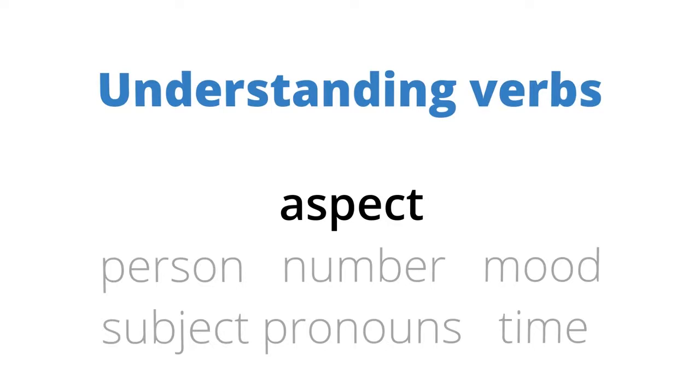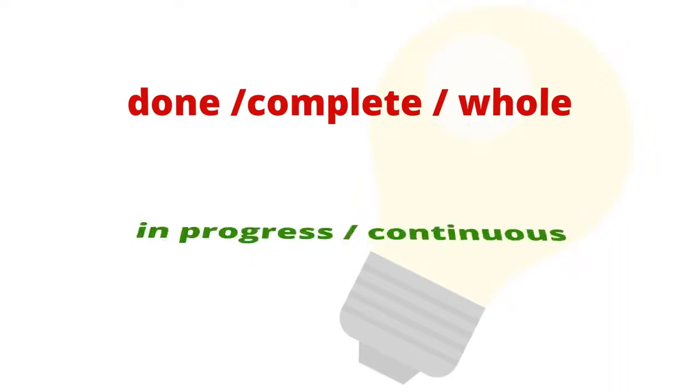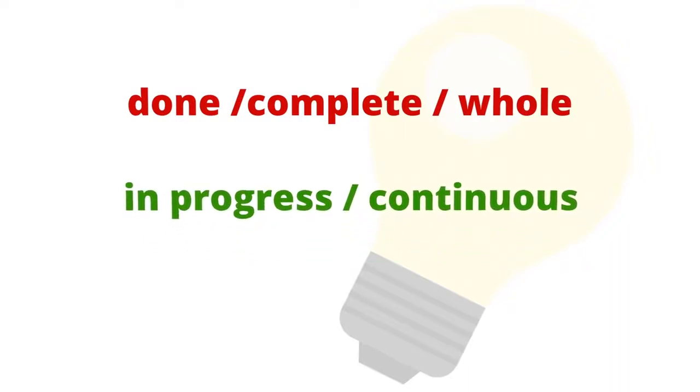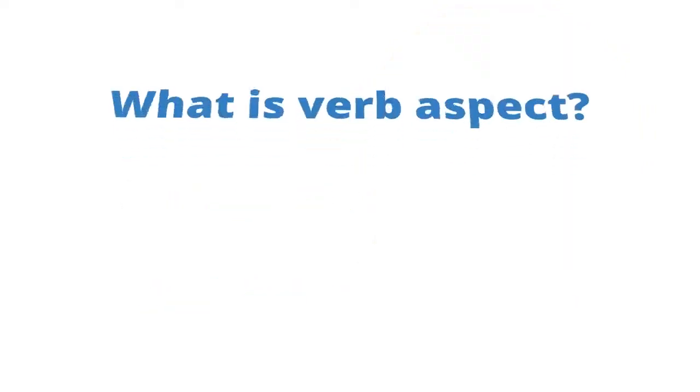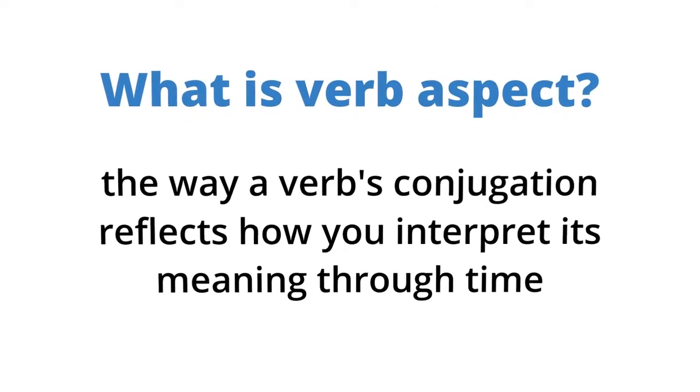All right, so let me start with giving you 3 summarizing ideas, and then I'll try and explain it. The first one is done/complete. The second one is in progress/continuous. The third is 2 related points in time. Now, what is verb aspect? Verb aspect is the way a verb's conjugation reflects how you interpret its meaning through time.